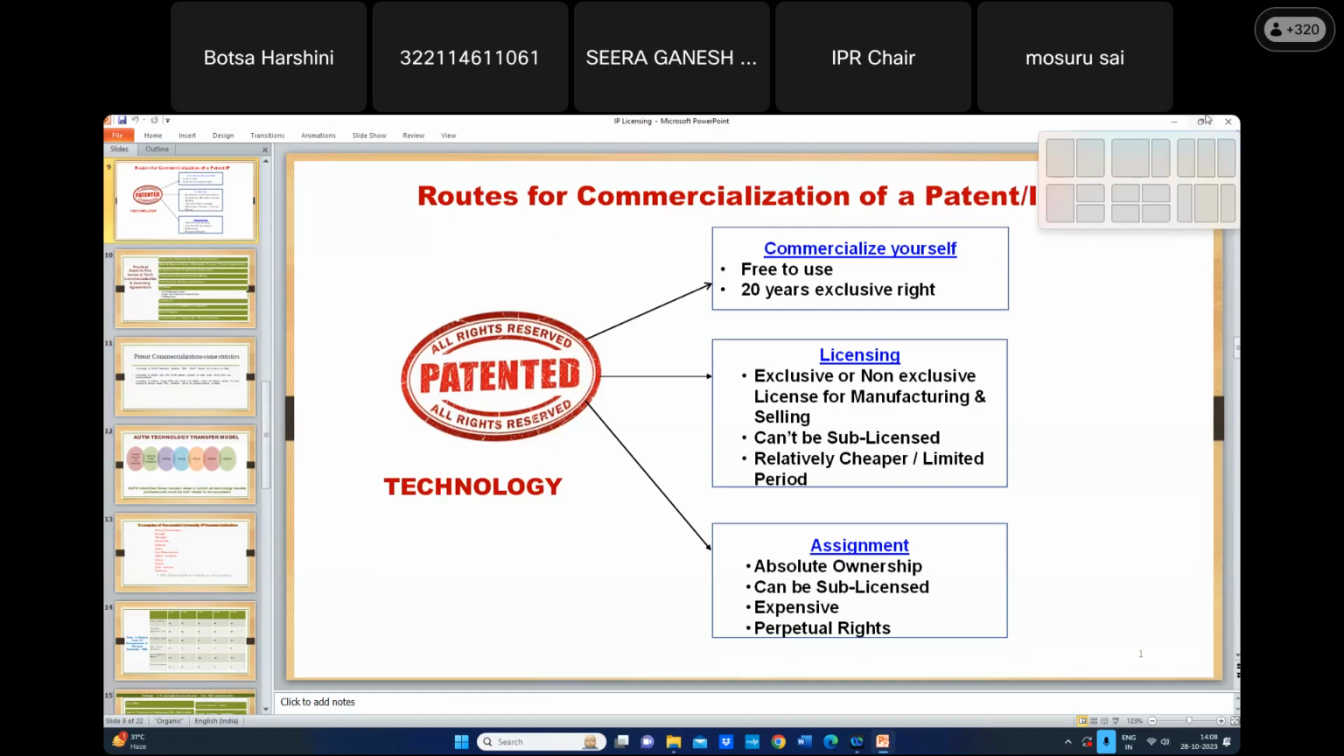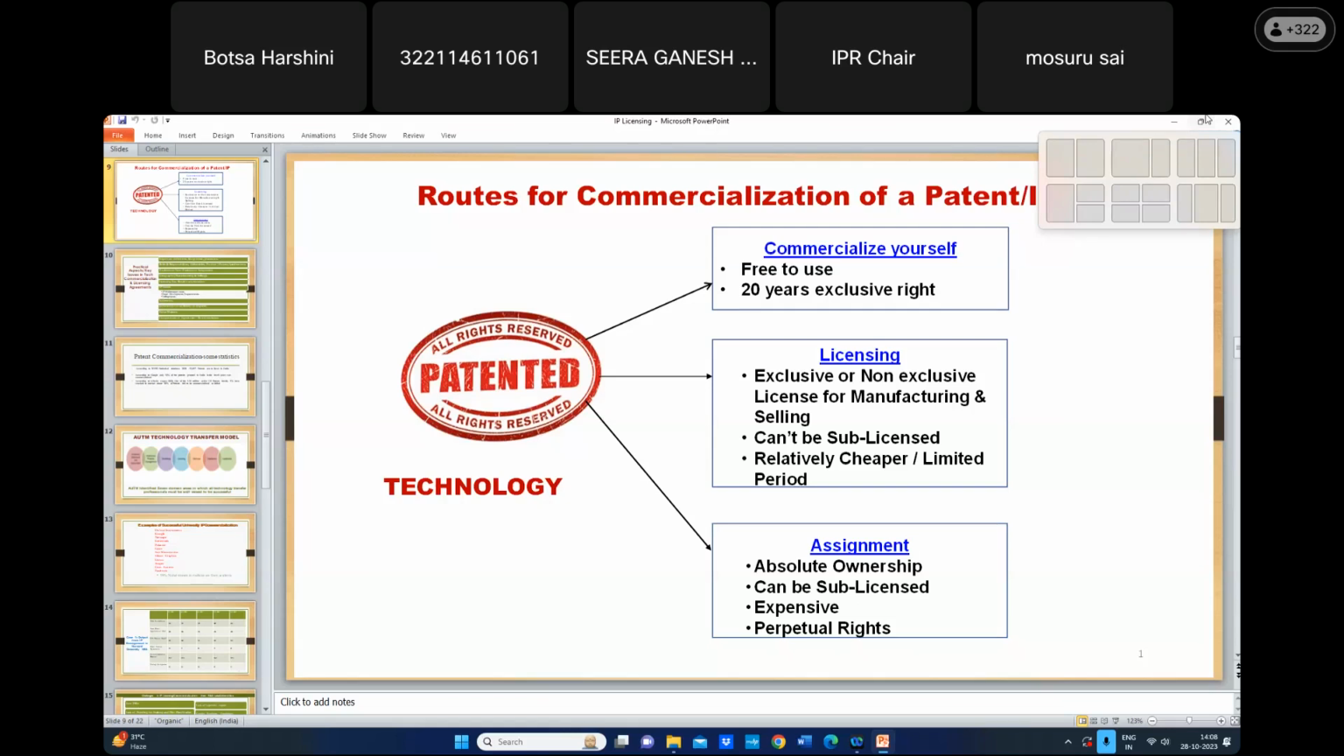So that is the kind of rights they will get under the exclusive license. Non-exclusive means there will be more than one party manufacturing a similar kind of product. Then there is licensing for manufacture and selling. Once you get a license from the owner of the IP, unless you negotiate, it cannot be sub-licensed. You cannot transfer it to another party, but relatively it is cheaper and for a limited period. This is the licensing process.